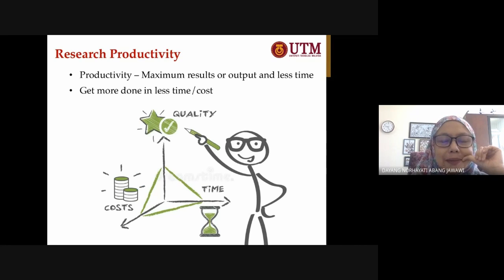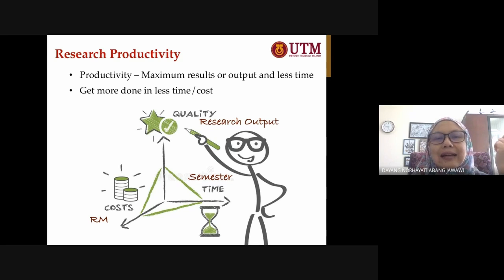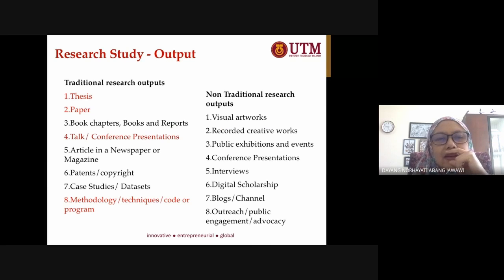When we talk about productivity, we're talking about maximum result or output in less time. Get more things done with less time. In this case, we want as much quality research output as possible with minimum semesters and minimum cost. There are many types of research output, but the minimum requirements for UTM students are thesis, paper, book chapters, and conference papers for MPhil students.